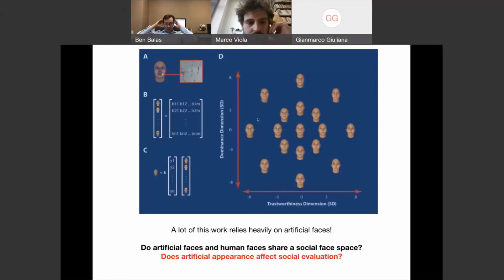Okay, but remember, Todorov talks about this whole space, not just trustworthiness. He talks about all these different variables, including dominance, sometimes including competence or attractiveness, that they use to talk about the social properties of a face image. So we also wanted to try and look at that entire space all at once and compare the kind of social face space we might create from artificial faces to the social space we might create from real face images.